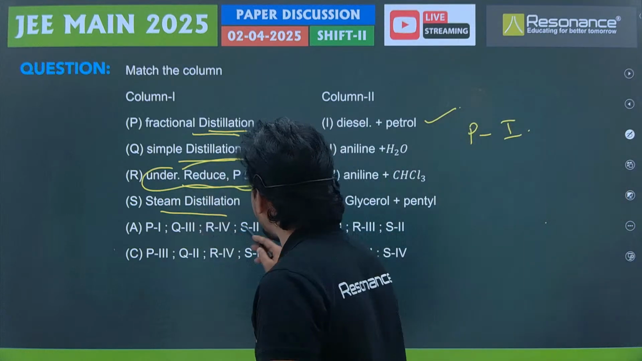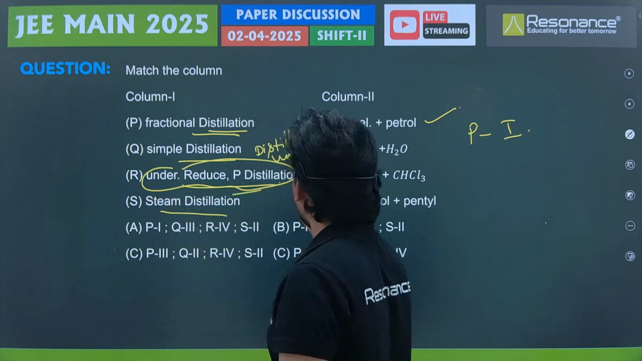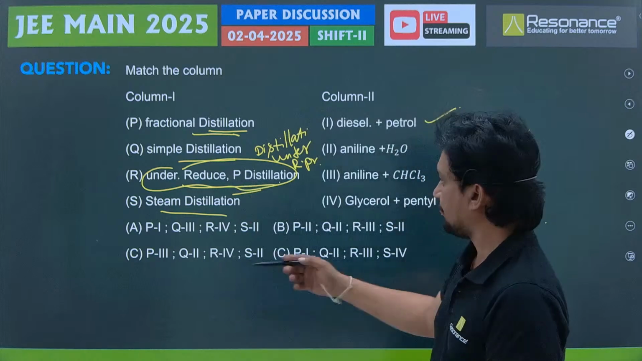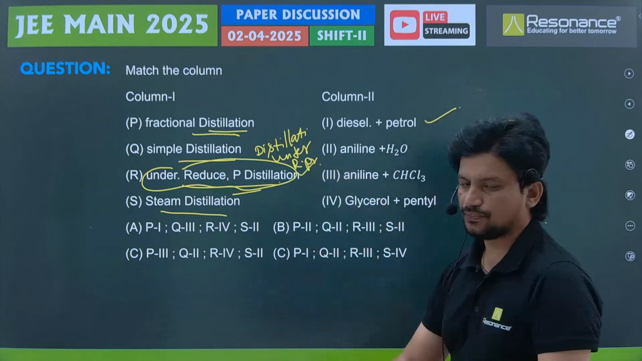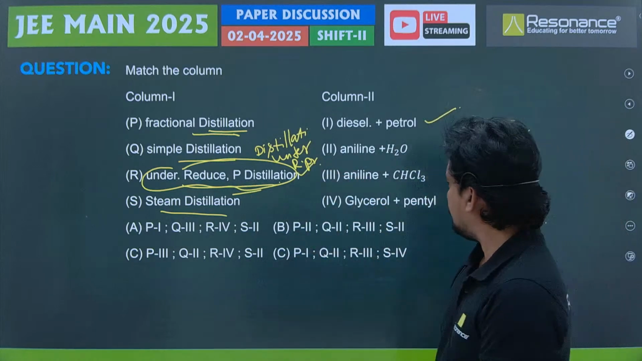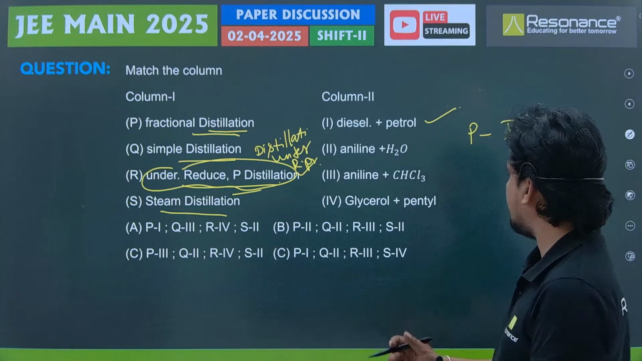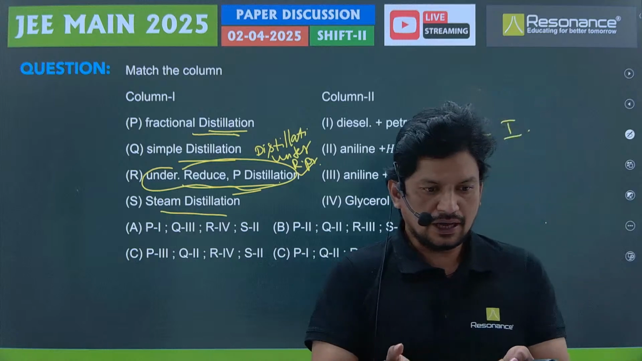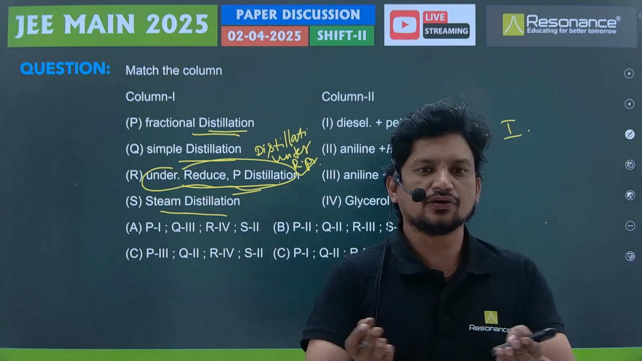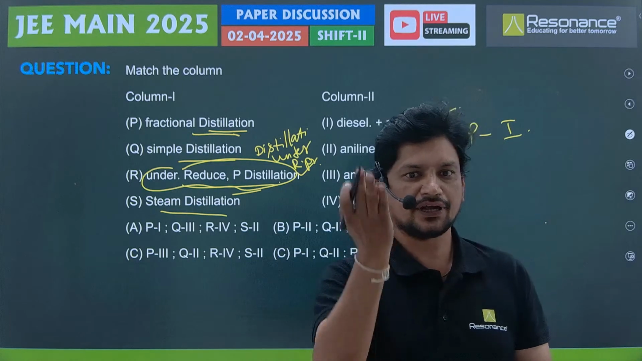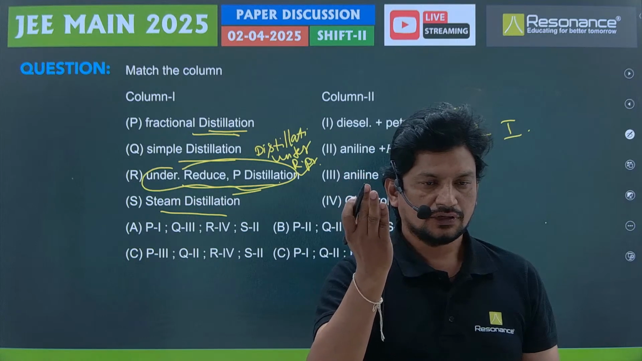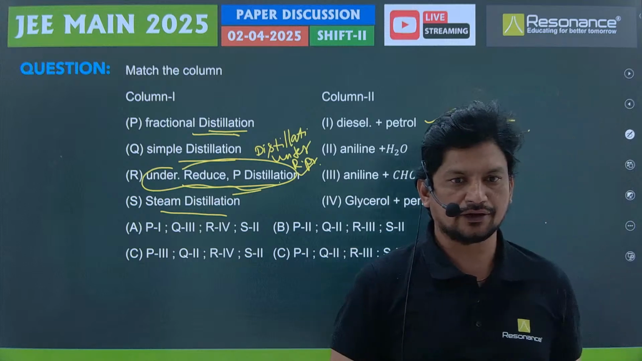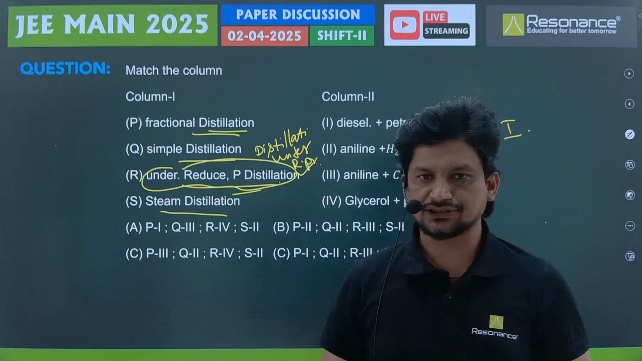Next one, right? Simple distillation we have, distillation under reduced pressure we have, and steam distillation. Let us see distillation under reduced pressure. We use distillation under reduced pressure when a component in the mixture undergoes decomposition at high temperature, then we have to stop the decomposition of that component by decreasing the temperature.